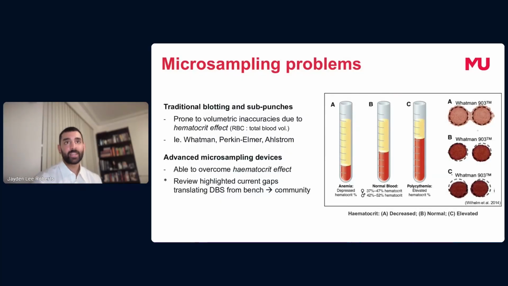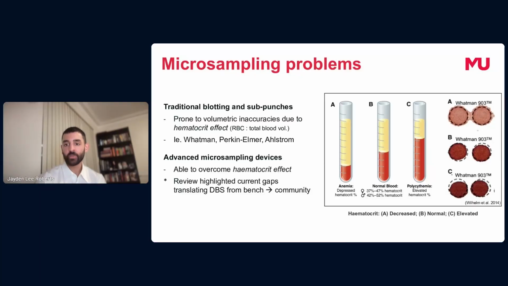However, this isn't to say that microsamples are without problems. Traditionally, droplets are collected directly onto filter paper. For instance, a variety of collection substrates like the Whatman 903 Protein Saver cards, PerkinElmer's, and Ahlstrom cards are used for direct collection of blood droplets onto the filter paper. And this can result in volumetric inaccuracies, as dispersion of the same volume of blood can be affected depending on a variety of factors. Recently, commercial advanced microsampling devices have been used to overcome this issue.